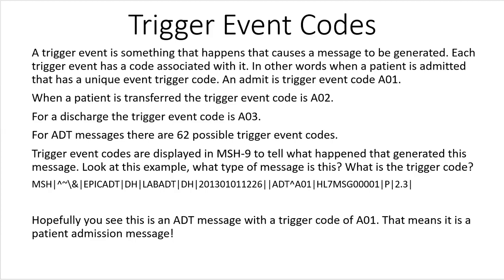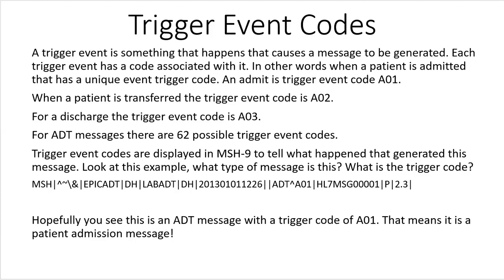Trigger event codes. A trigger event code is something that happens that causes a message to be generated. Each trigger event has a code associated with it. In other words, when a patient is admitted, that is a unique event trigger code. An admit is trigger event code A01. When a patient is transferred, the trigger event code is A02. For a discharge, the trigger event code is A03. For ADT messages, there are 62 possible trigger event codes.